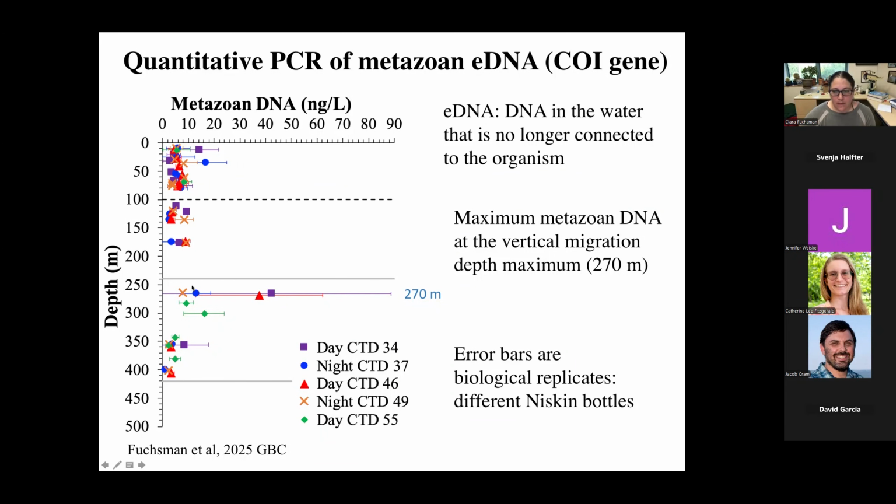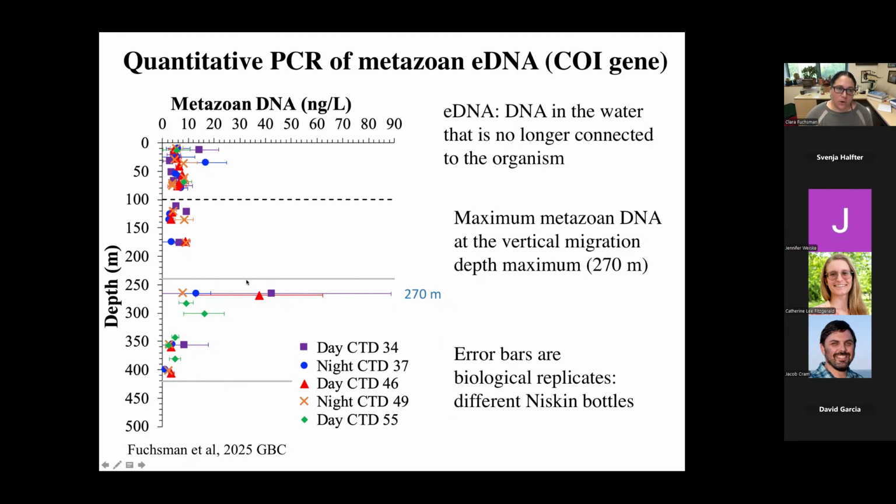So the maximum of the metazoan DNA, the dashed lines are the oxygen deficient zone, and the gray lines are where the zooplankton migrate to, their migration range. And here I've marked this 270 meters, and there are these maxima in metazoan DNA in this 270-meter region. The error bars here are biological replicates, so different Niskin bottles. But you can see it happened repeatedly on different days. And there's other slightly elevated values also in this region of vertical migration.